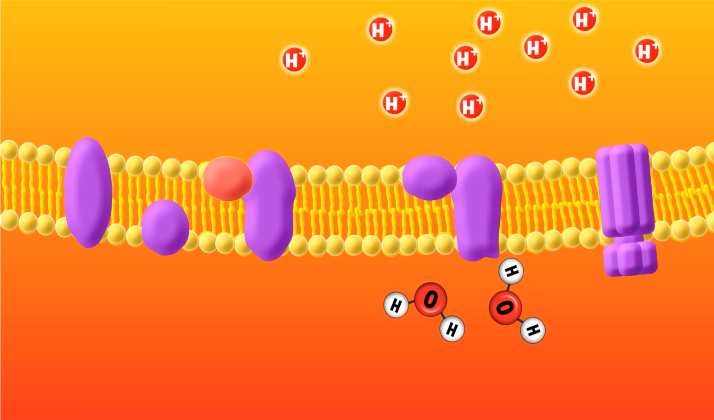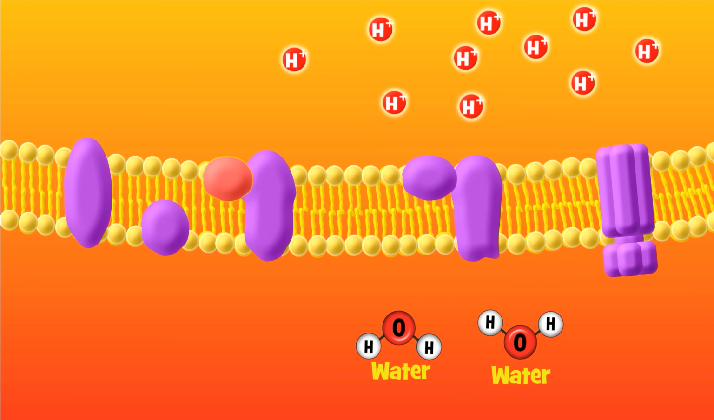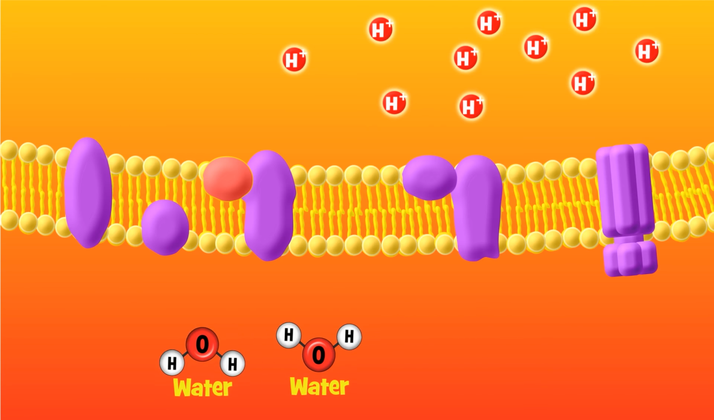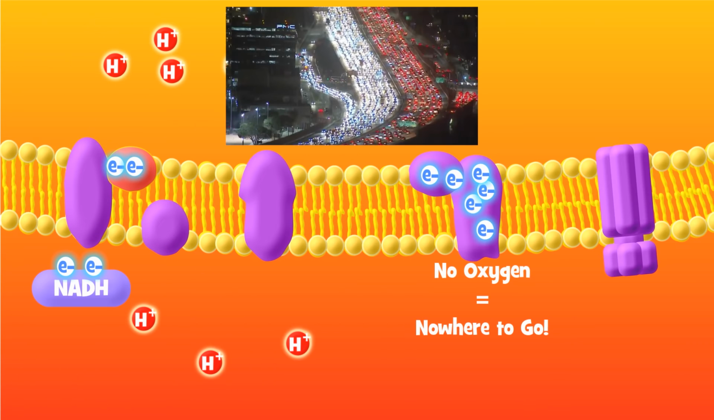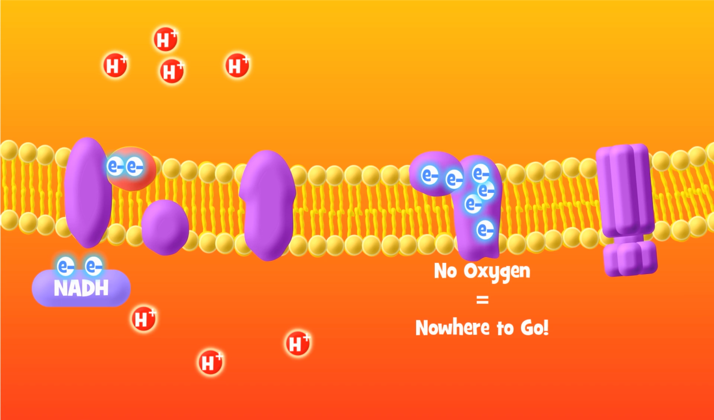This is the reason why you breathe all day, every day. Your cells need oxygen to accept these electrons, or the electron transport chain will grind to a halt, like an LA freeway during rush hour. And if the electron transport chain stops, you won't be able to make enough ATP to keep you alive, and you die. So keep breathing that oxygen.